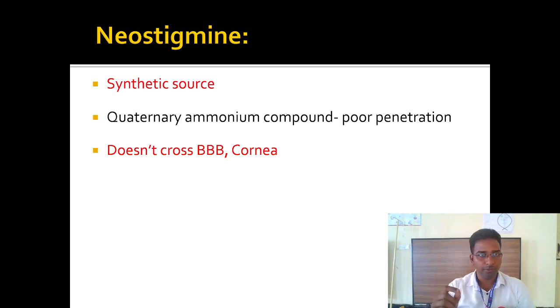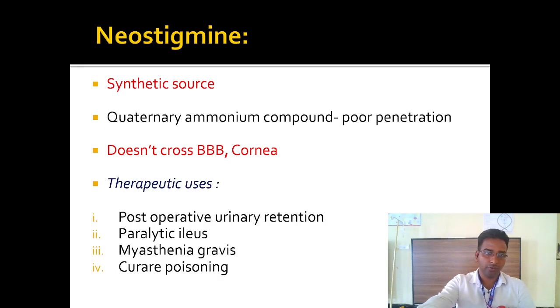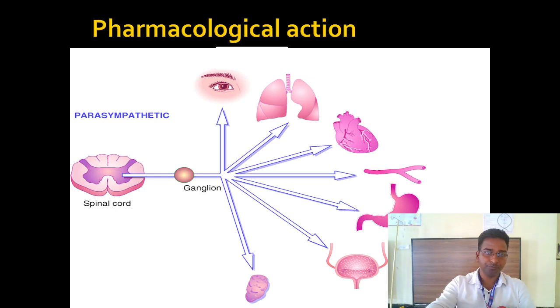So in glaucoma we cannot give neostigmine, but we can give physostigmine, because when you instill it on the cornea, it gets absorbed and causes a therapeutic action in glaucoma. Neostigmine cannot, because it cannot cross the cornea. But it has other therapeutic utility, such as post-operative urinary retention, paralytic ileus, myasthenia gravis, and curare poisoning. In these conditions we can use neostigmine.